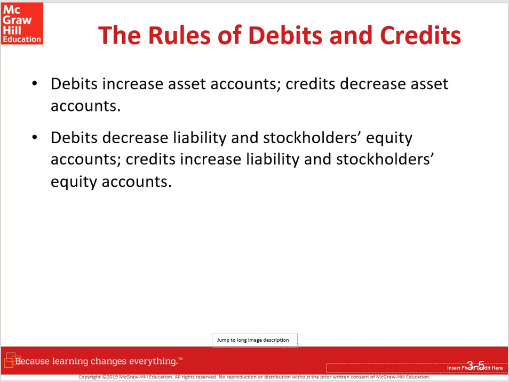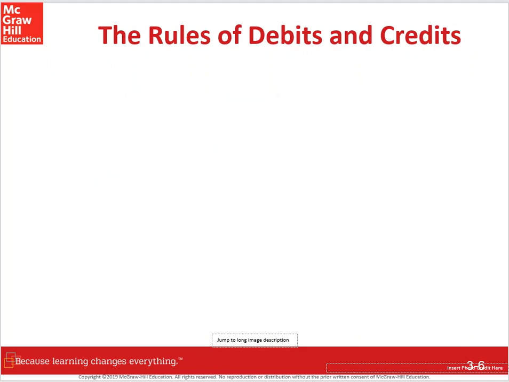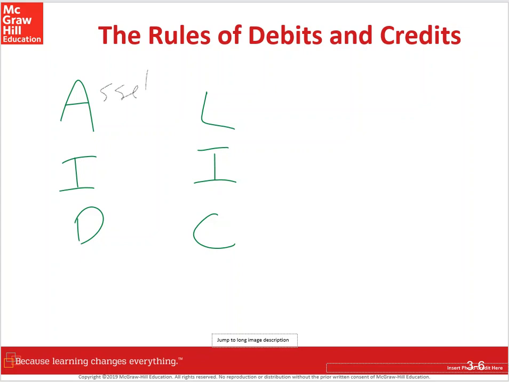So I want to share with you the method that I use in terms of remembering the rules of debits and credits. So how I do it, I use this little device that is aid and lick. Aid and lick is everything you really need to know about debits and credits. And what that stands for is assets increase with a debit.